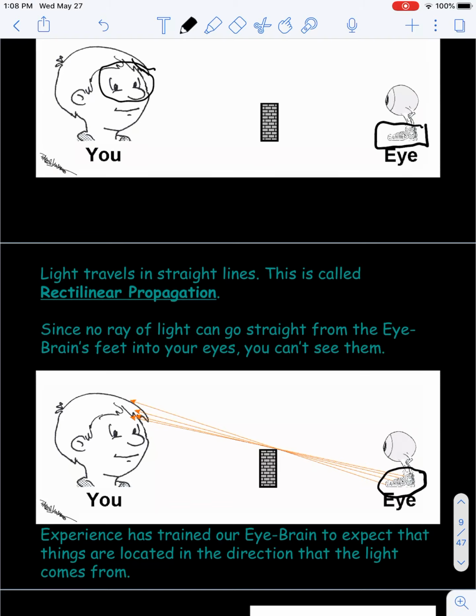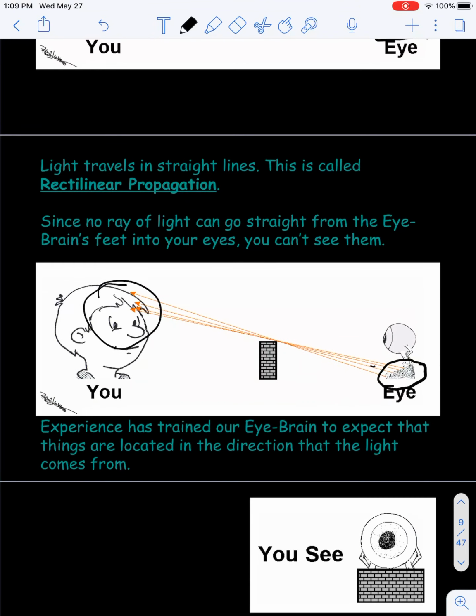She's just relentless today. So he can't see her feet because there's just no straight line path that goes directly to this person's eyes. This is where you need your rulers, because you have to be able to draw straight line paths from what we want that individual to see. And if there is no straight line path, then they can't see it. So in this case, no, he couldn't see the eye-brain's feet.